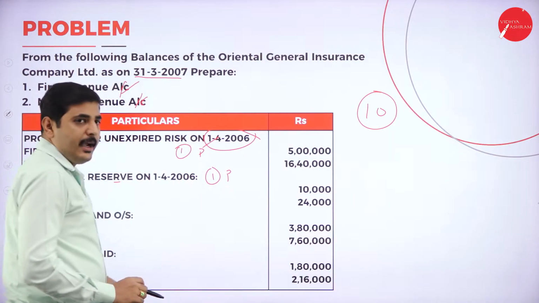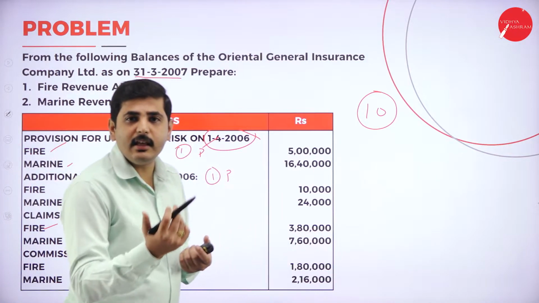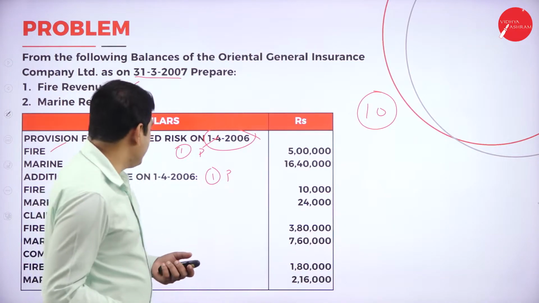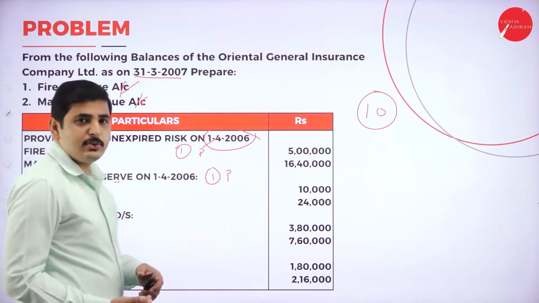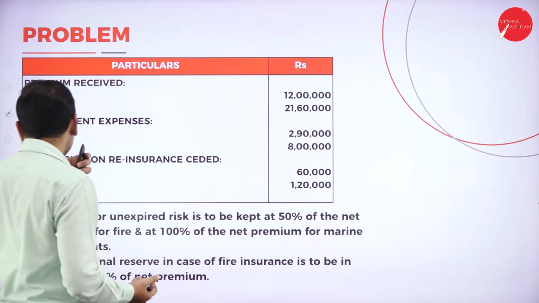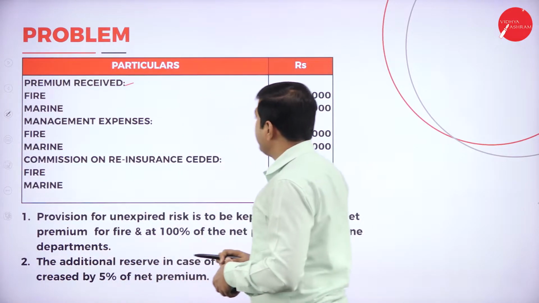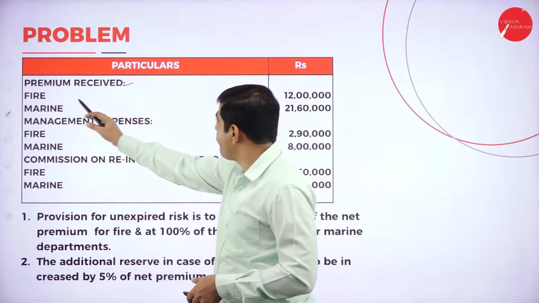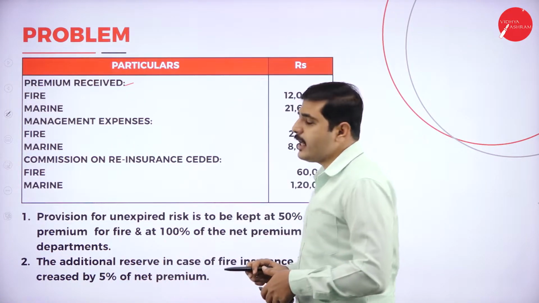Next one, commission paid. Again in commission also, any outstanding of the current year is added, any outstanding of the previous year we should deduct. So fire insurance 1,80,000, marine insurance 2,60,000 is given. Next one, premium received is income for the insurance company. So premium received, fire it is 12 lakh, marine it is 21,60,000.